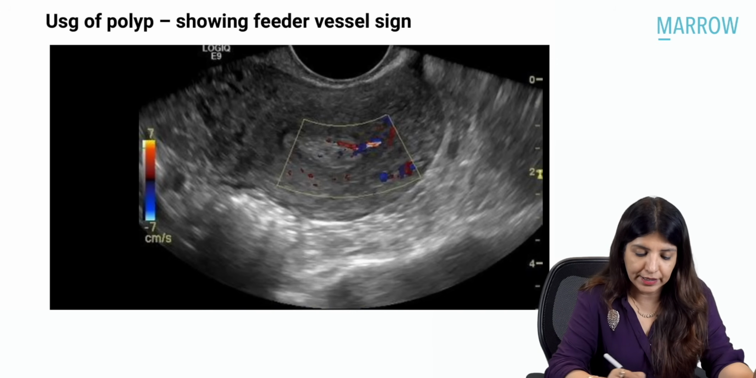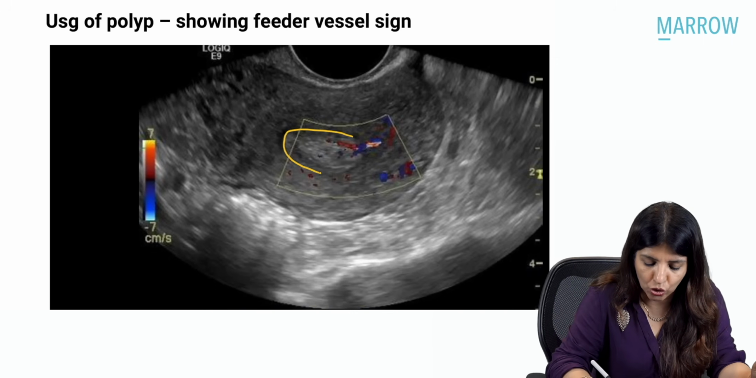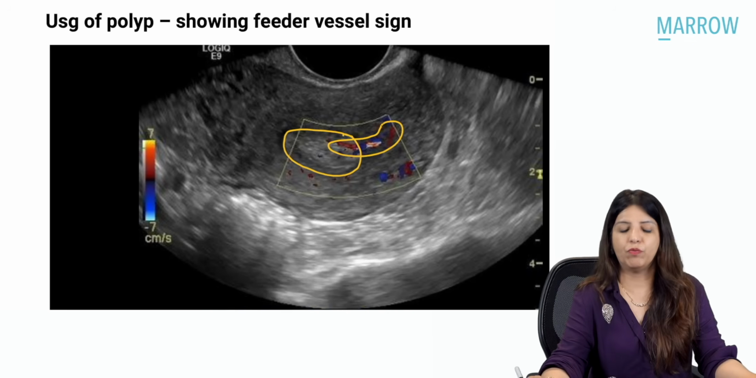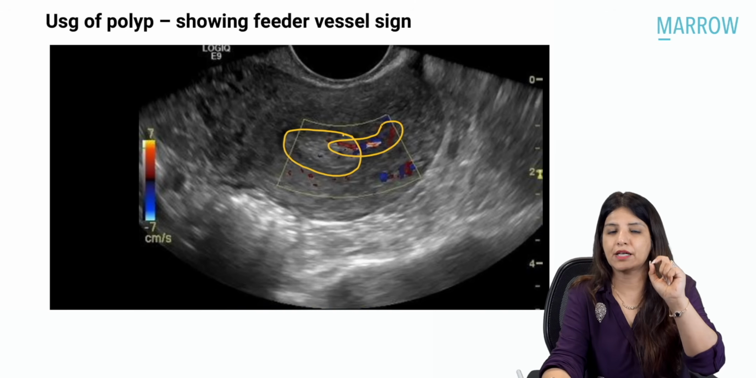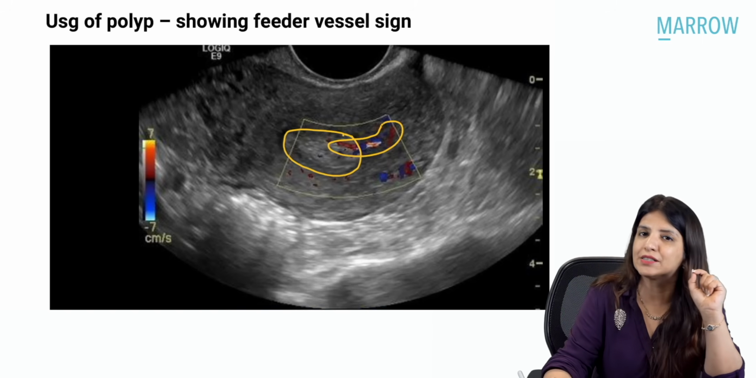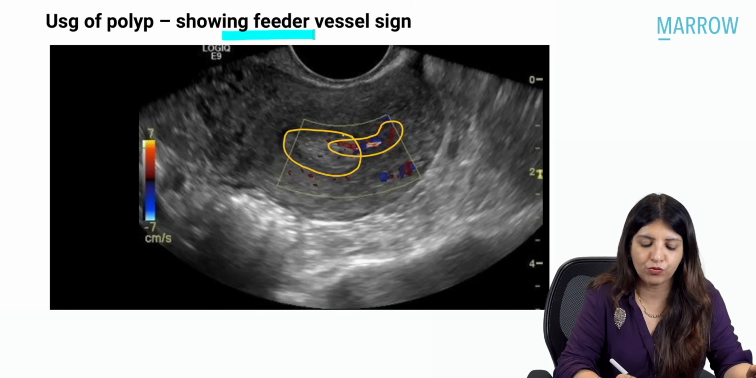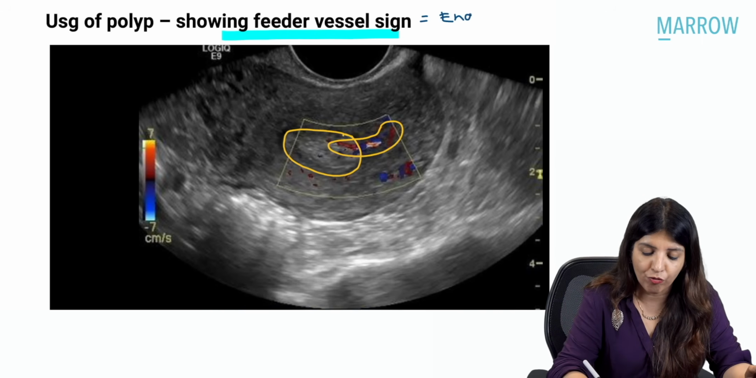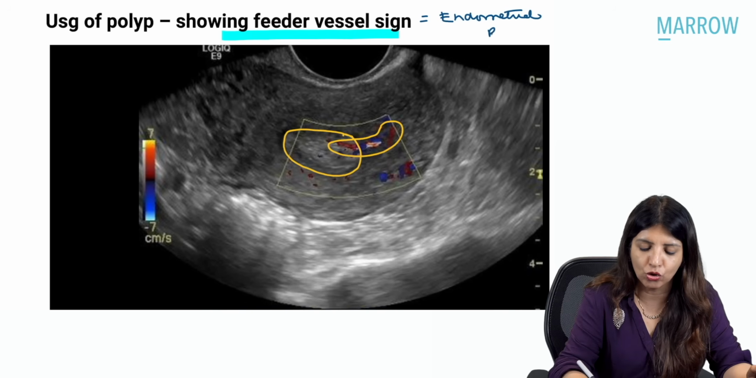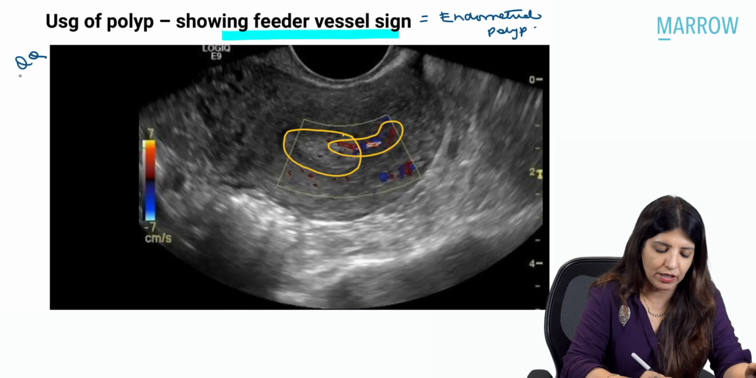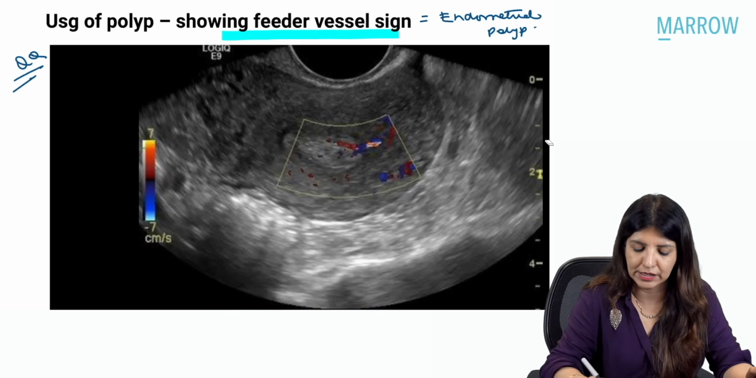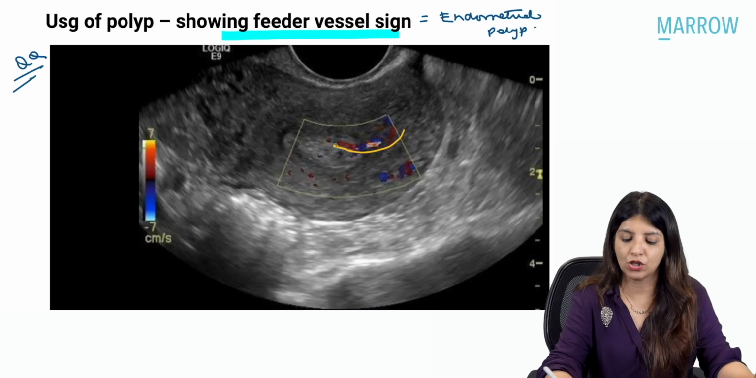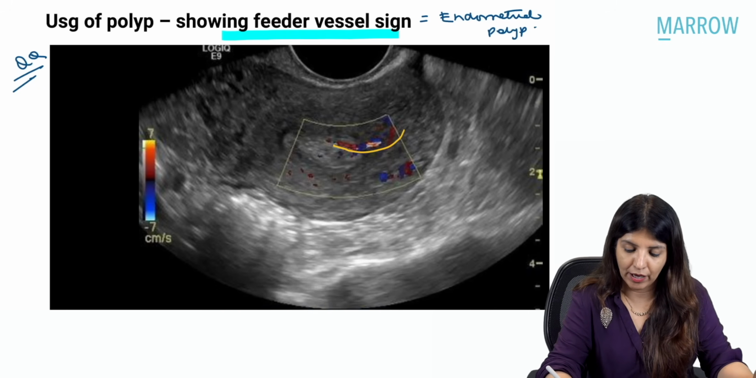Next image over here. In this image, I am seeing that there is a growth over here which is being supplied by a single blood vessel. When I switched on the Doppler, I am seeing a single blood vessel which is going up to the center of the growth. This is the feeder vessel sign, and this feeder vessel sign is seen in polyp. Which kind of polyp? It is seen in endometrial polyp. Very, very important question, and that is feeder vessel sign. I am erasing so that you can appreciate the blood vessel which is going up to the center of the polyp. Right?